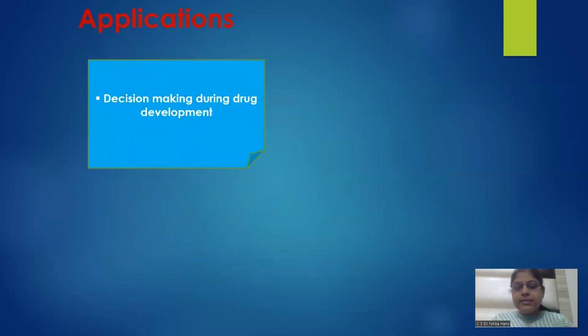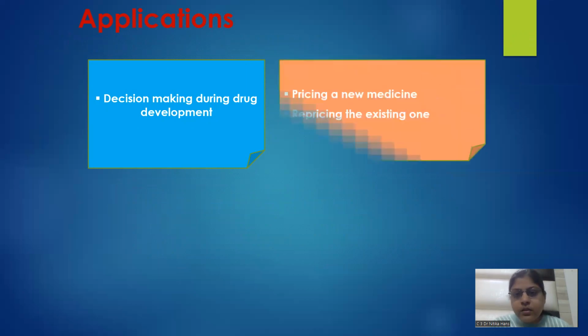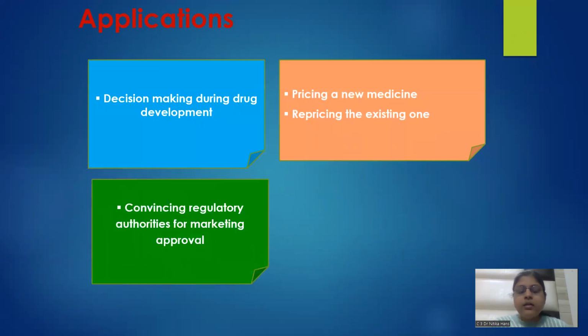Now, applications: decision making during drug development. The application of pharmacoeconomic study is in deciding whether this drug has to be approved and come into the market or not. When we have to price a new medicine or reprice an existing one, we can do the pharmacoeconomic analysis. Then the regulatory authorities decide whether to give market approval to the drug or not.